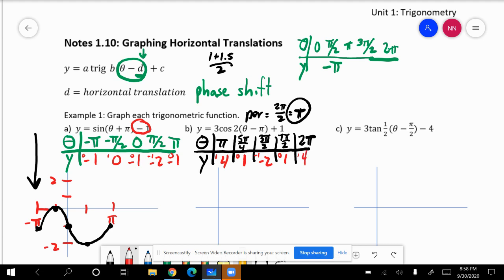So when we're graphing this, we're going to start with pi, and we're going to end with 2 pi. I'm going to go up to 4. And what I have is pi at 4, then 1, then negative 2, back to 1, and then back to 4.